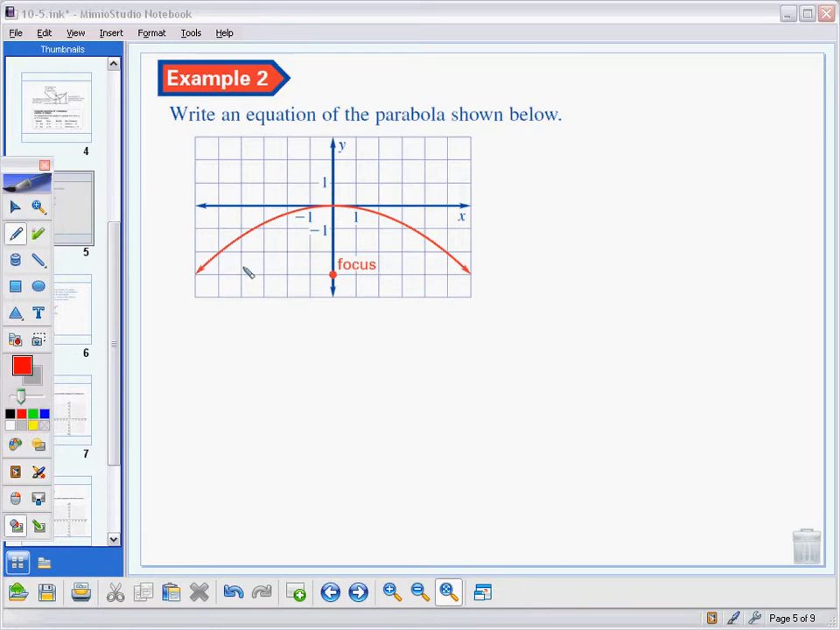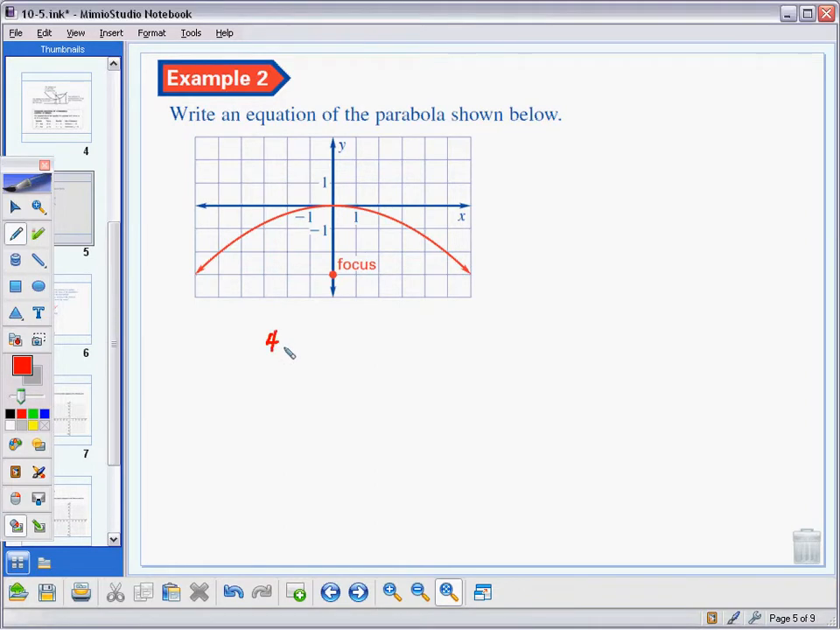So what we notice first with this parabola is that it's opening vertically, downward, but vertically, which means the equation of the parabola will follow 4py equals x squared. I also notice that I'm given the focus, which is at (0, -3).